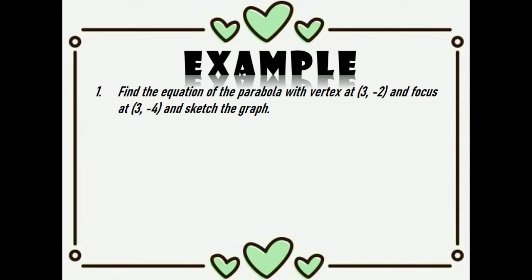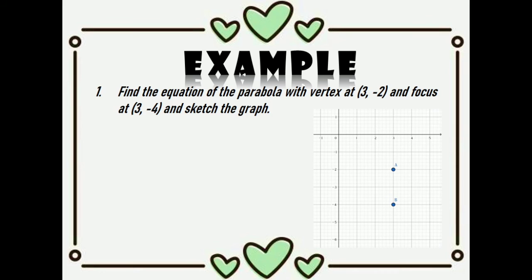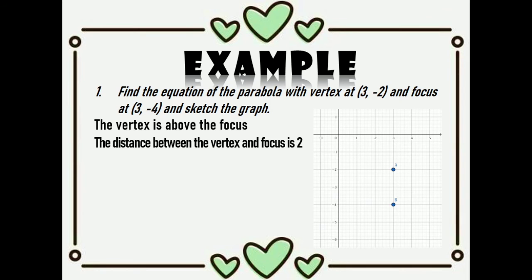Let's have an example. Number 1. Find the equation of the parabola with vertex at (3, -2) and focus at (3, -4) and sketch the graph. Let's first plot the vertex and the focus. As you can see, the vertex is above the focus and the distance between the vertex and focus is 2. So we can visualize that the graph opens downward.